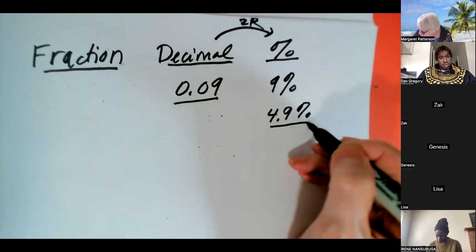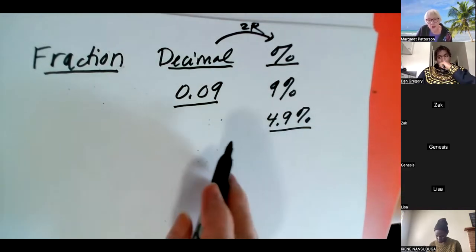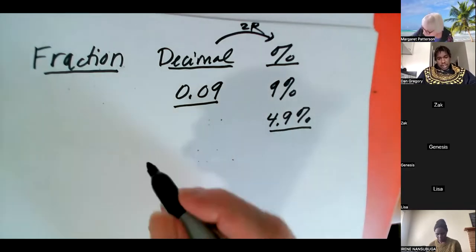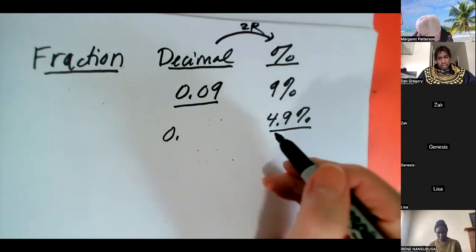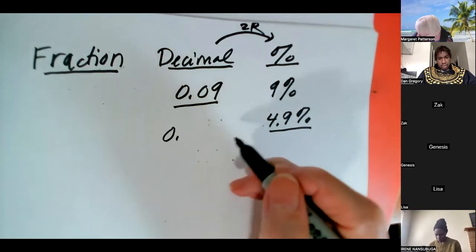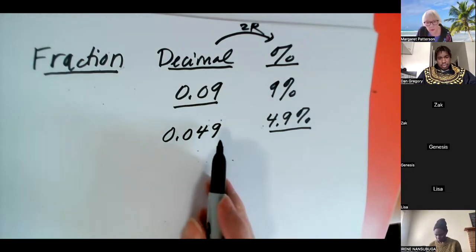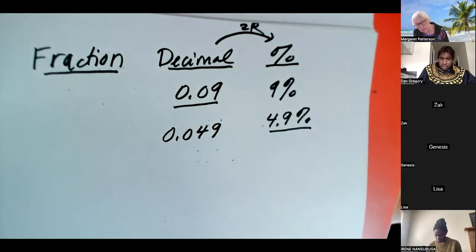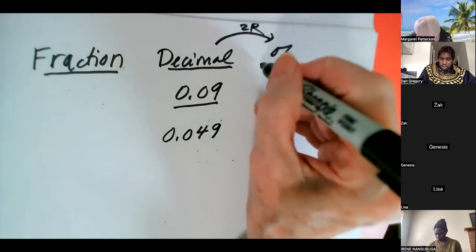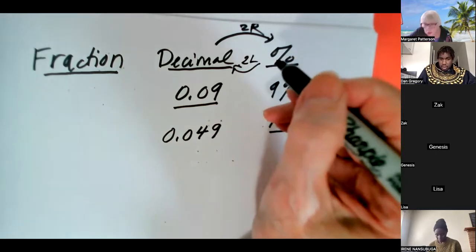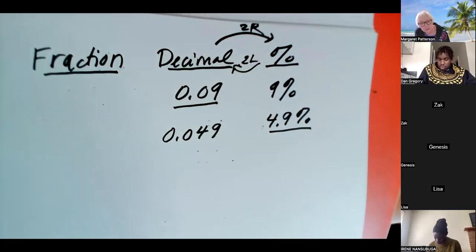If I had 4.9% for starters and had to go to the decimal, 0.049. You've got to go 1, 2, like that. So it's 0.049 with the front 0. And so this direction, the instructions were 2 places to the left. Okay.